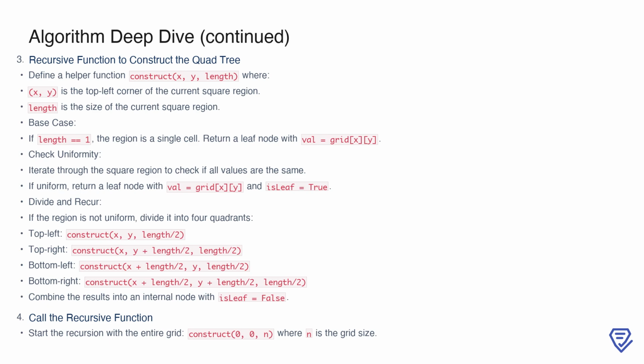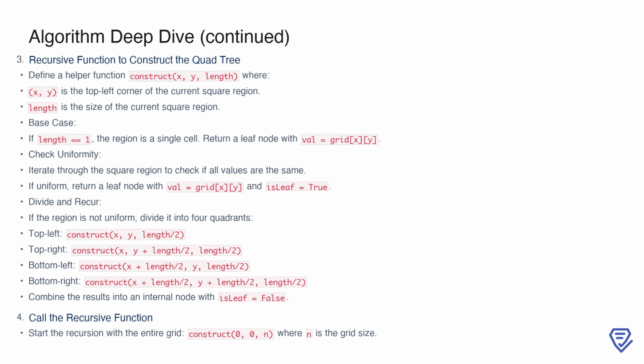The base case of the recursion is when the region size is reduced to 1, meaning we are looking at a single cell in the grid. In this case, we create and return a leaf node with its value set to the binary value at that cell. If the region is larger than a single cell, we need to determine whether all values in the region are the same. To do this, we iterate through the cells of the region to check for uniformity. If the region is uniform, we create a leaf node with its value set to the common value of the region and mark it as a leaf.